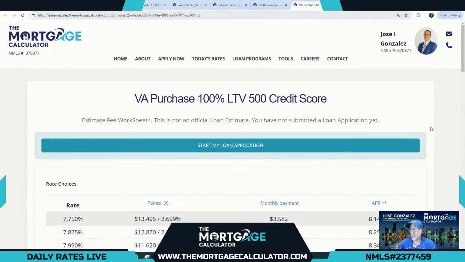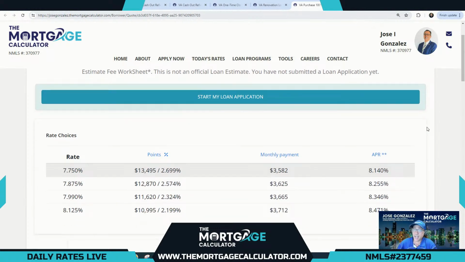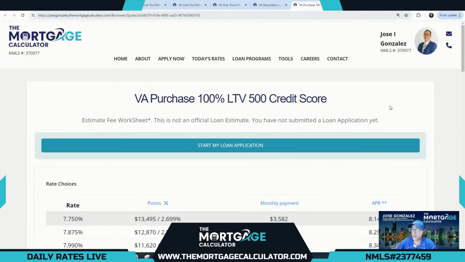For those of you that weren't aware, we do have options down to a 500 credit score for VA loans at 100% LTV. This is not a typo. Now, rate and cost is a little bit higher, but it is 500 credit score, 100% loan to value. 8.125 is your lowest cost option at 2.199 points, and you can buy that down to 7.75 at a cost of 2.699 points for a 100% LTV 500 credit score VA purchase.